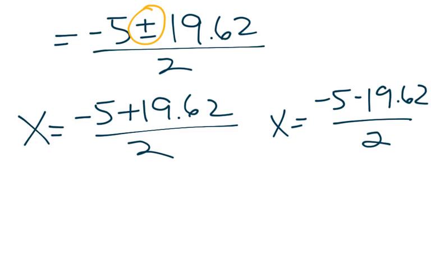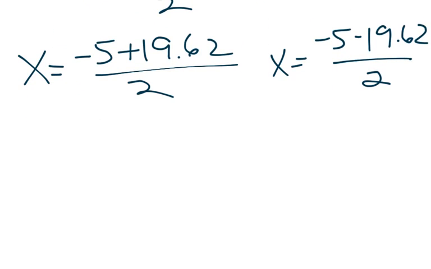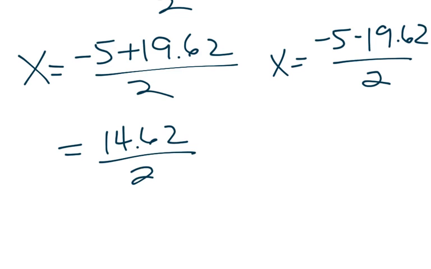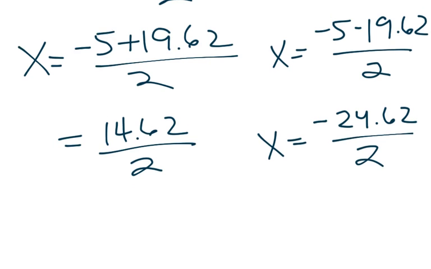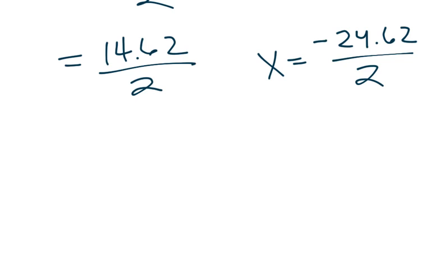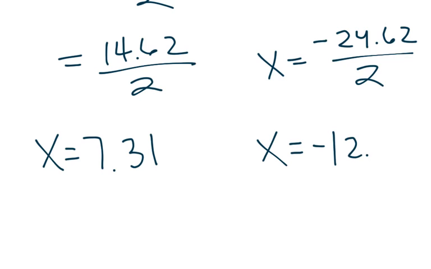over 2. So when you add negative 5 and positive 19.62, we get, let's see, 14.62 over 2. And when you do negative 5 minus positive 19.62, we get negative 24.62 over 2. And now we want to divide. So for this first one, we have x equals 7.31. And for the second one, we have x equals negative 12.31. So these are going to be your two answers.